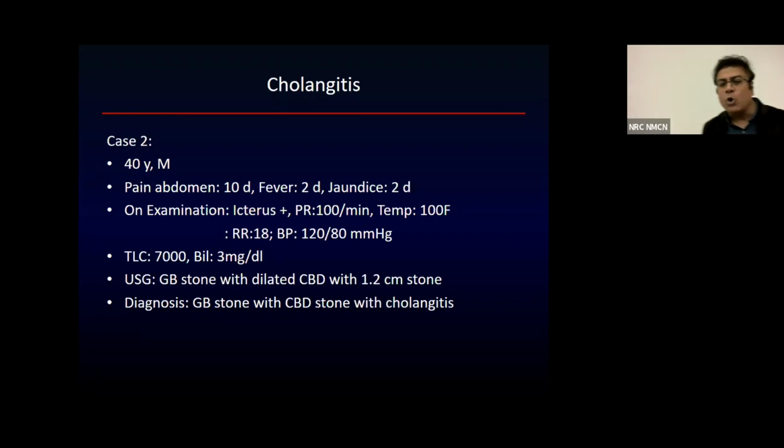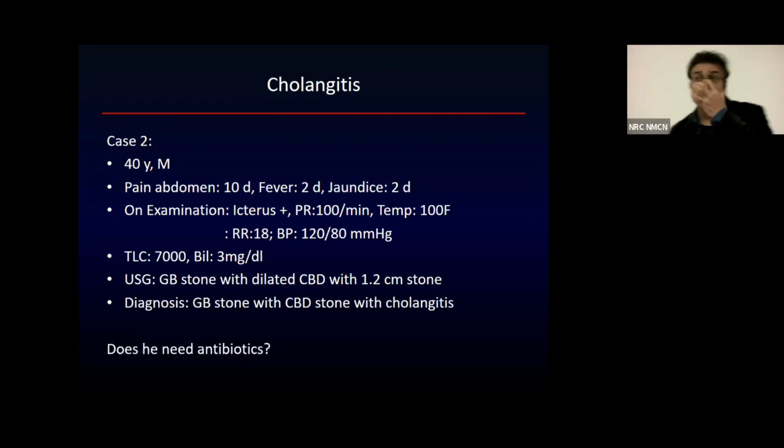So all these show that the patient is having fever without any organ dysfunction and not a very high count, in the normal range. Ultrasound shows gallbladder stone with dilated bile duct with a stone. Diagnosis is gallbladder stone with CBD stone with cholangitis. So does this patient need antibiotic?